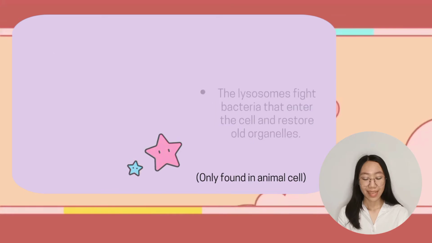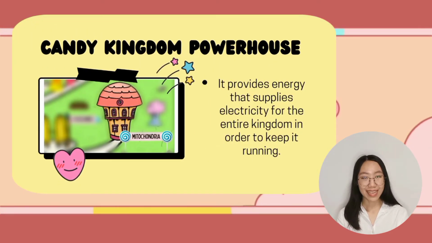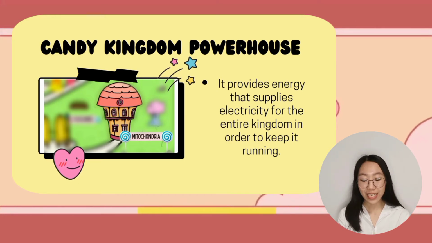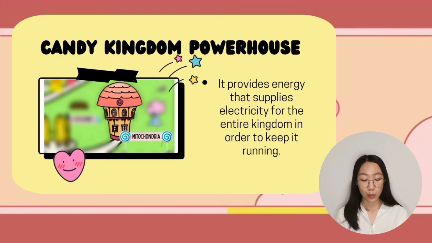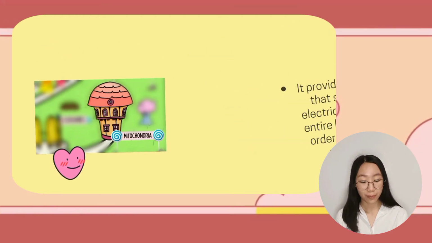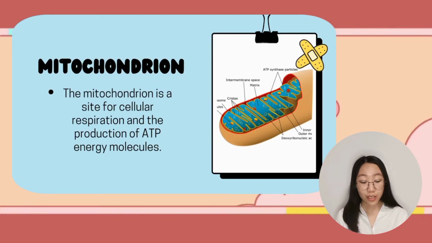Next, the Candy Kingdom powerhouse is like the mitochondria because it provides energy that supplies electricity for the entire kingdom in order to keep it running, which is similar to the mitochondria. It is the site for cellular respiration and production of ATP energy molecules.